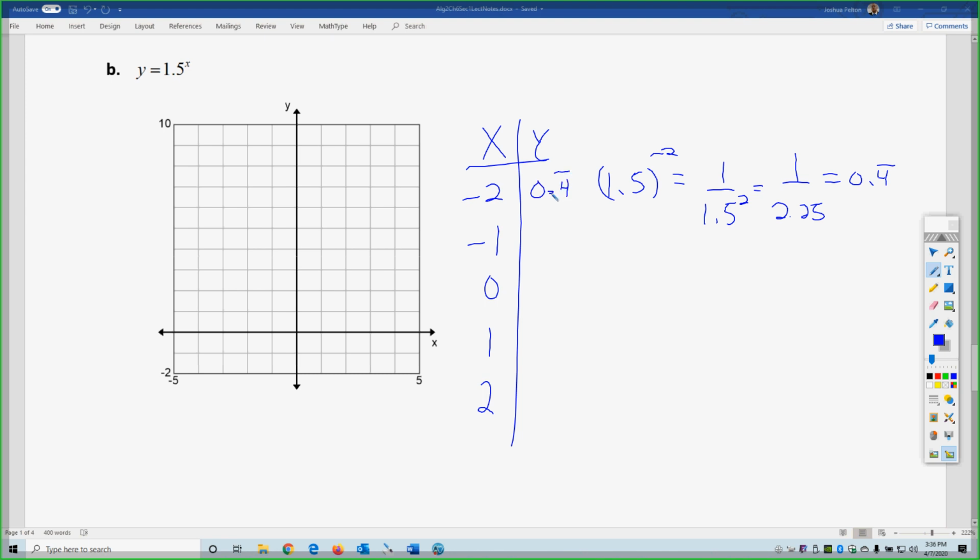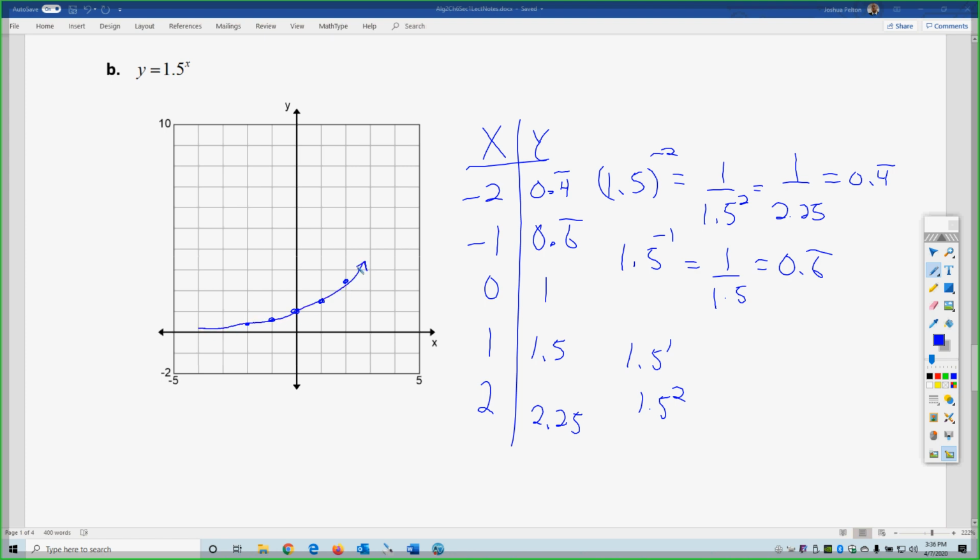If you do the same thing with -1, you get 1 over 1.5, which is 0.6 repeating, or 6/10 repeating. 0, anything to the 0 power is 1. 1.5 to the first power is 1.5, and 1.5 to the second power is 2.25. Okay, so approximately 0.4, 0.6, 1, 1.5, 2.25. So it's ever so slightly going up in this case.